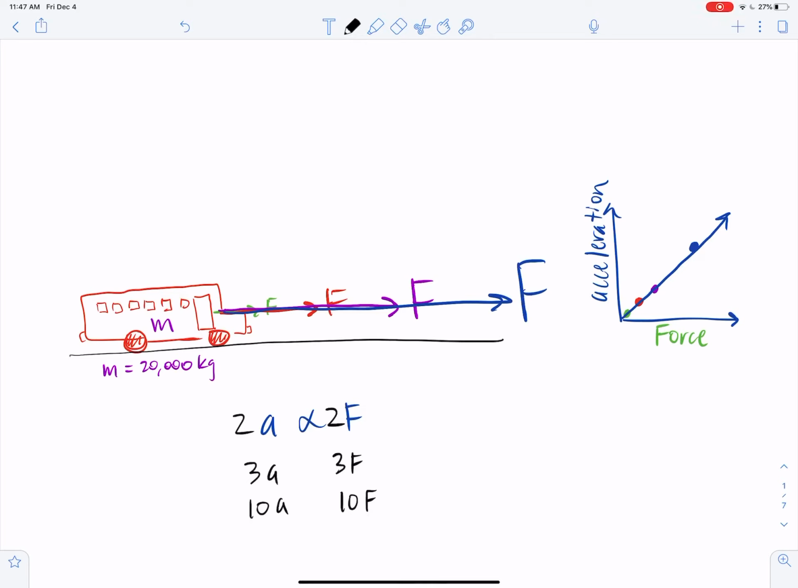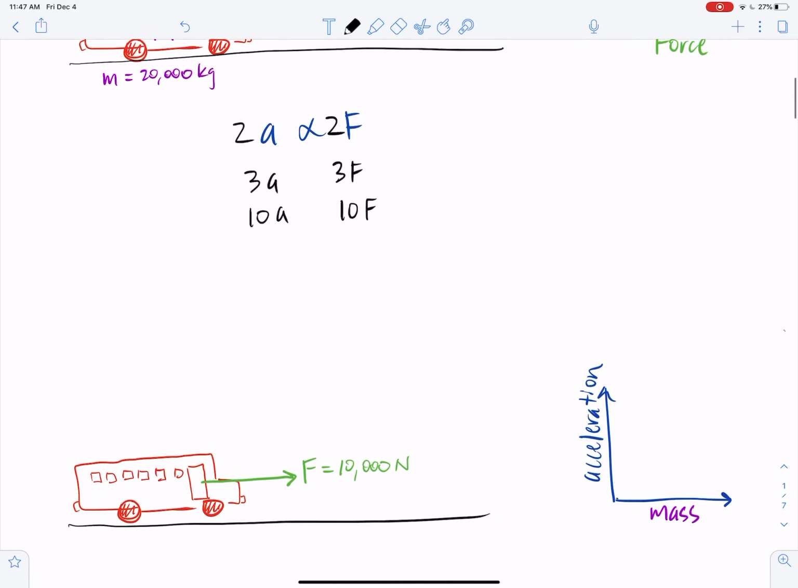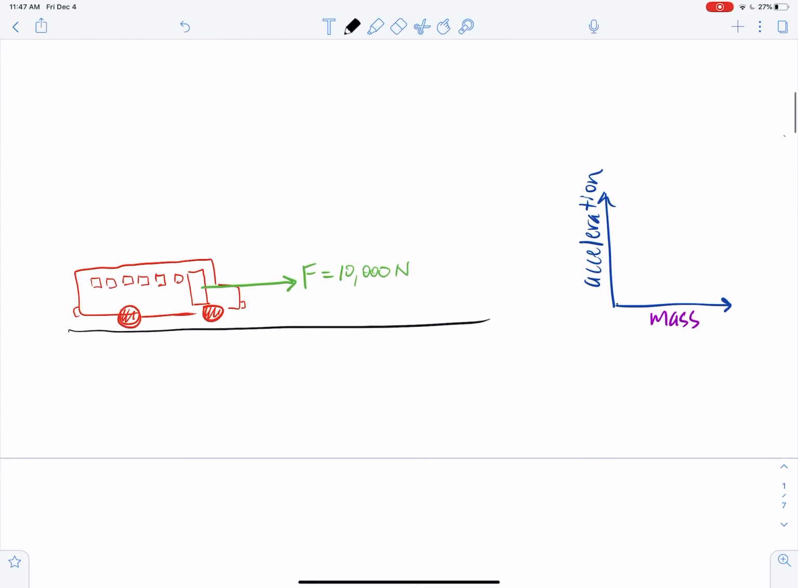Now let's go to the same bus, but in a different scenario. Now our bus is going to start with a very, very small mass. So before, the mass was 20,000 kilograms, but now let's say that the mass is almost zero, that it has an extremely tiny mass. But we are going to pull this extremely unmassive bus with a force of 10,000 newtons. Well, what would happen to the bus's acceleration then?